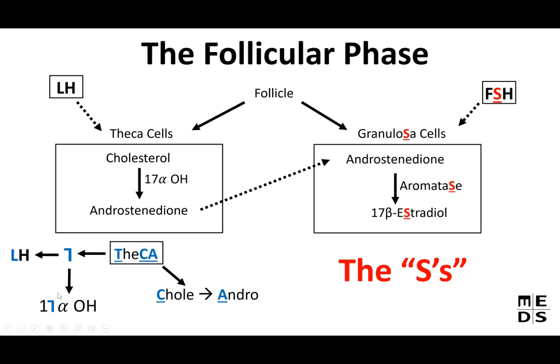And also it's going to produce the 7 here, which is going to be 17 alpha hydroxylase. So if you can just remember this and separate this word out, you can see what it's actually going to produce, what kind of enzyme it uses, and if it responds to either LH or FSH. And in this case, it's LH.